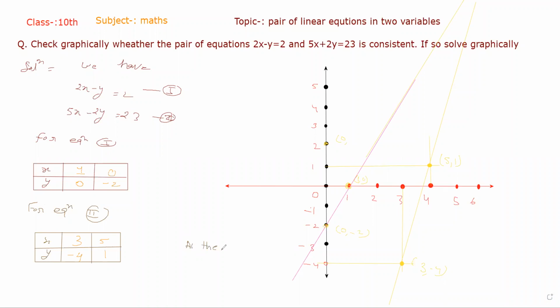As the lines are intersecting, so these are consistent. These are the consistent.